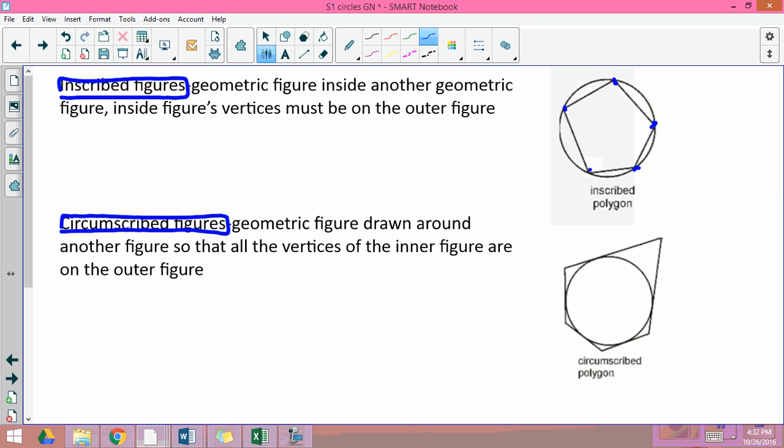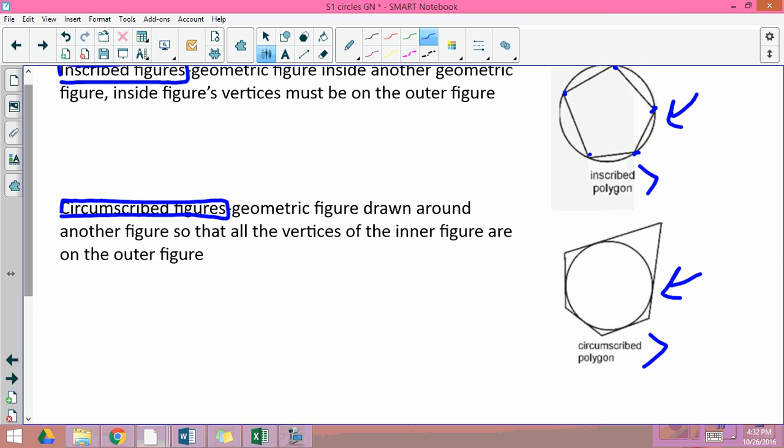touching the outer figure. So here we have an inscribed polygon. Here we have a circumscribed polygon. We could also say this one is an inscribed circle, and this one is a circumscribed circle. So it really is about which figure you're trying to emphasize, but the properties of both can come into play.